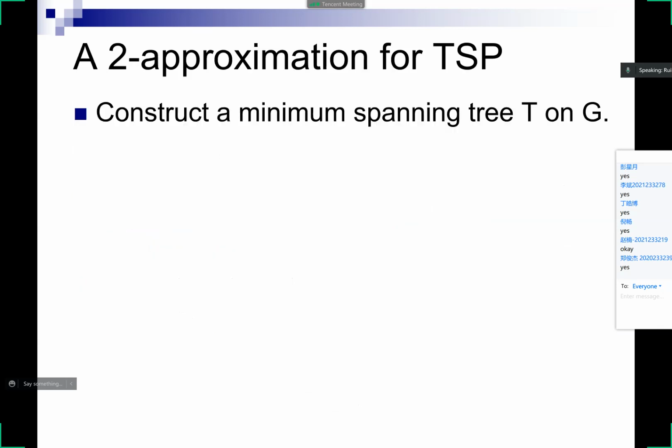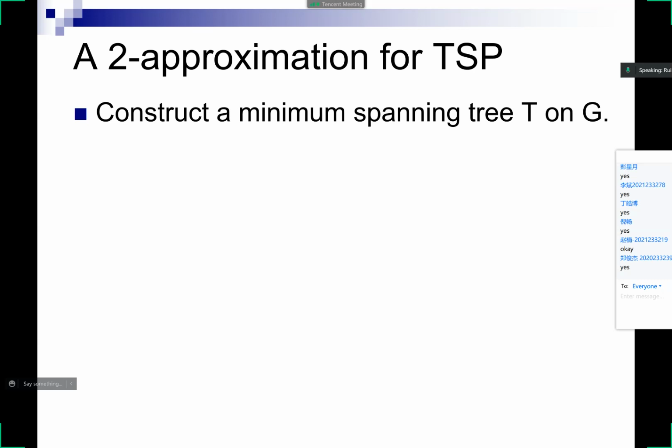Okay, so for the 2 approximation, the steps are kind of weird the first time you see them. But I'll just tell you what the steps are, and then later I'll give you some examples and intuition about why this is a good thing to do.